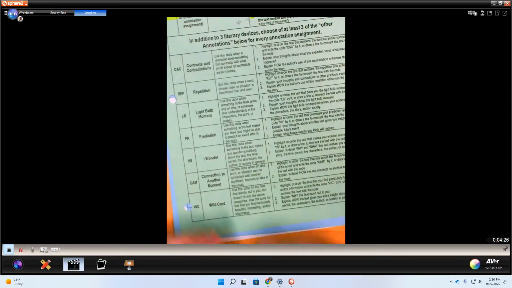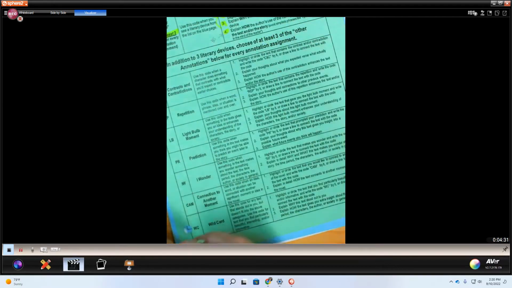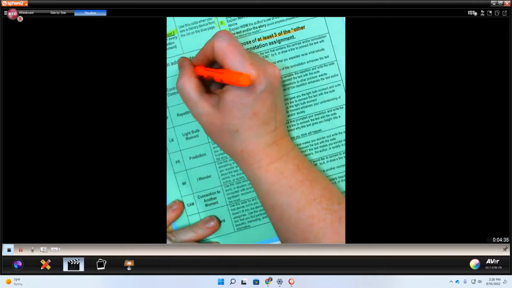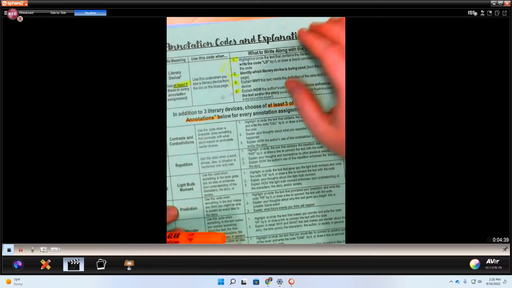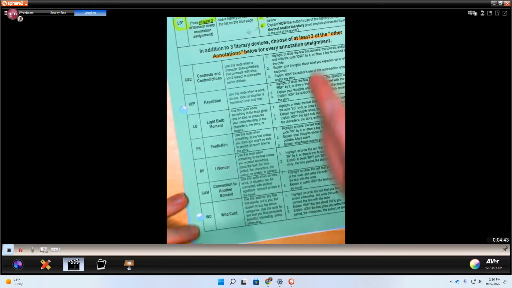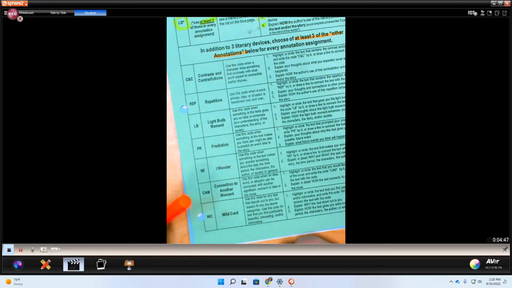Then, in addition to those 3 literary devices, we also need at least 3 of the other types of annotations. The other types of annotations are a little more loosey-goosey, right? They're not so specific to those literary devices. It's just asking us to make observations about the text and start connecting our understanding.